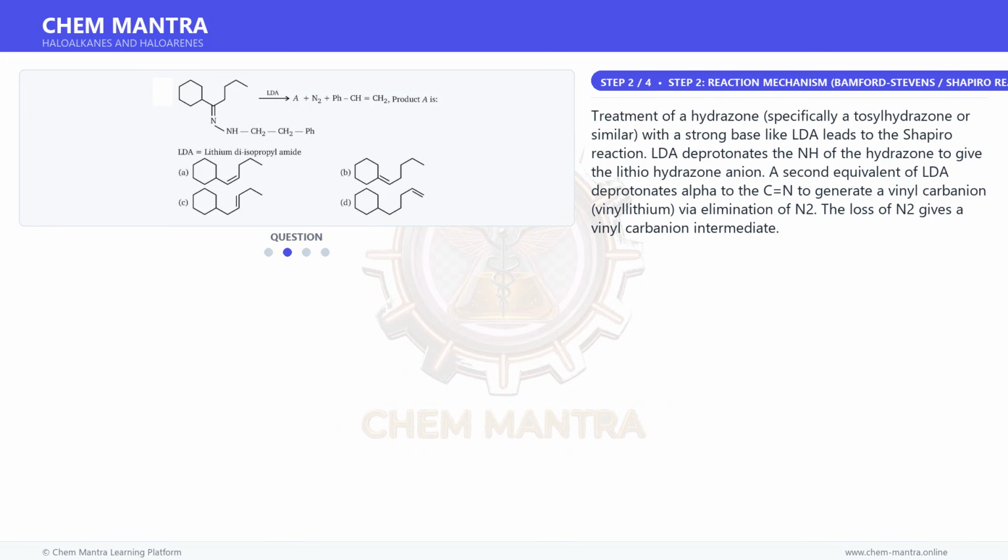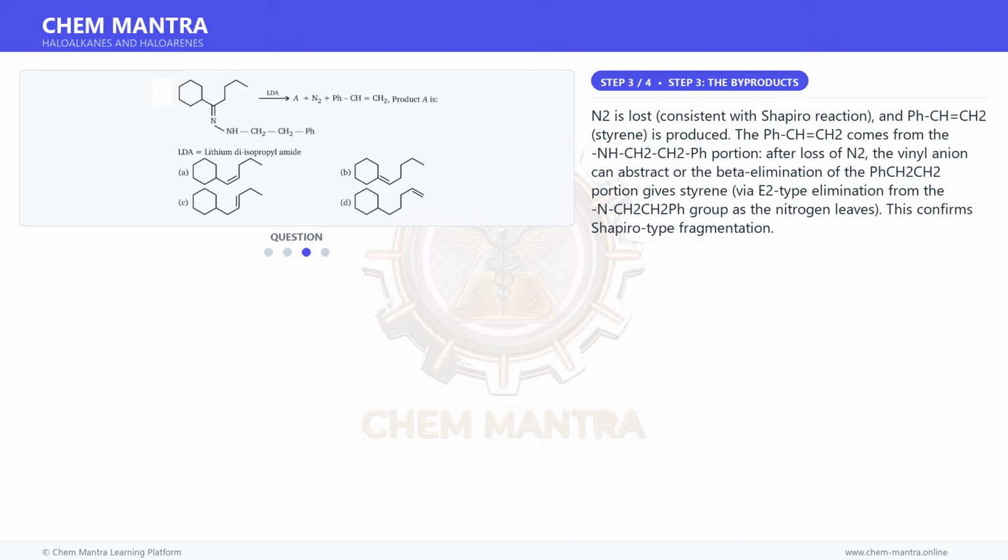Treatment of a hydrazone, specifically a tosylhydrazone or similar, with a strong base like LDA leads to the Shapiro reaction. LDA deprotonates the NH of the hydrazone to give the lithiohydrazone anion. A second equivalent of LDA deprotonates alpha to the C=N to generate a vinyl carbanion, vinyllithium, via elimination of N2. The loss of N2 gives a vinyl carbanion intermediate. Moving on to the next step.